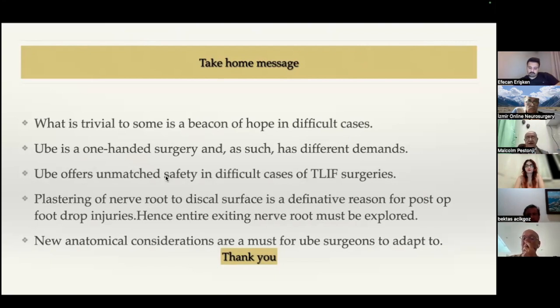Because the moment you put in a cage and you gain height, you are stretching that nerve root between its plastered point and the axilla. Two definitively anchored points. You are going to have a neurotmesis or axonotmesis, and a foot drop. So these new anatomical considerations are a must for a UBE surgeon to adapt to. I would say even an open spine surgeon should adapt to.